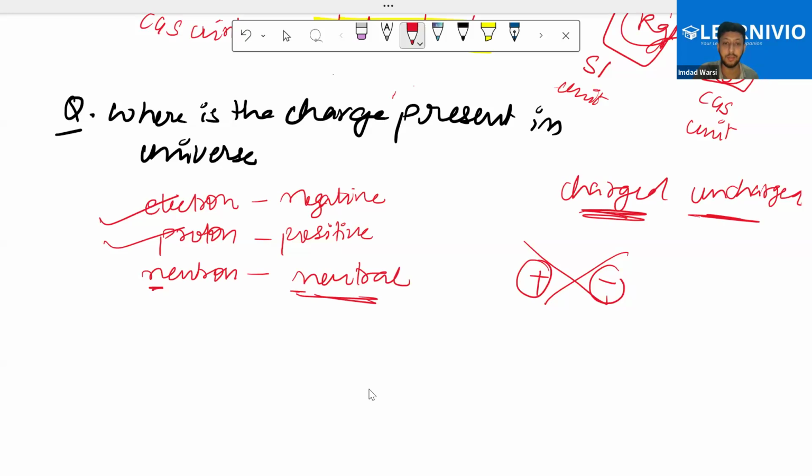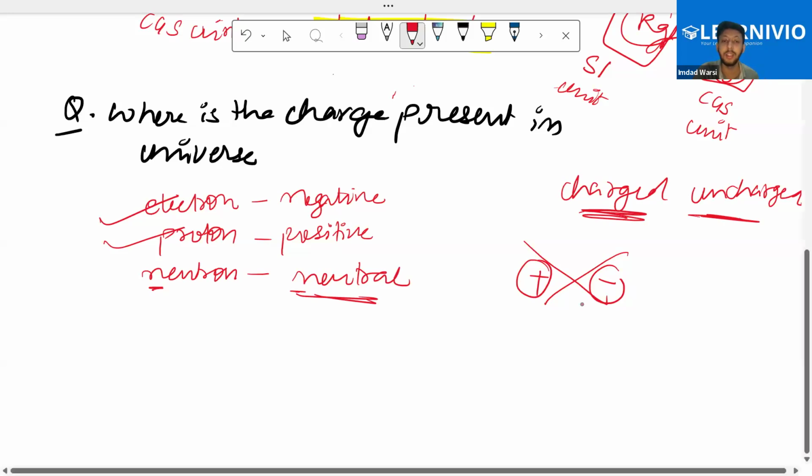So it will always be equal. Understood? Yeah, they must be equal. That means in a neutron, the positive charge is equal to the negative charge.